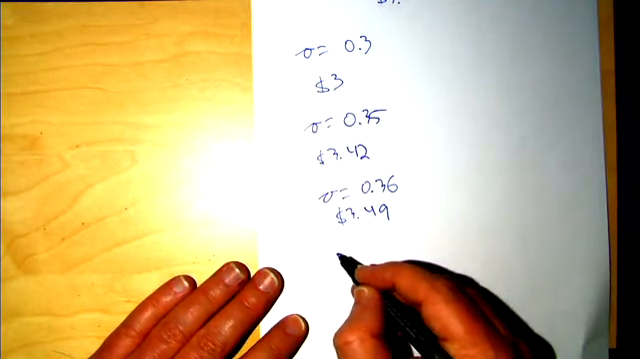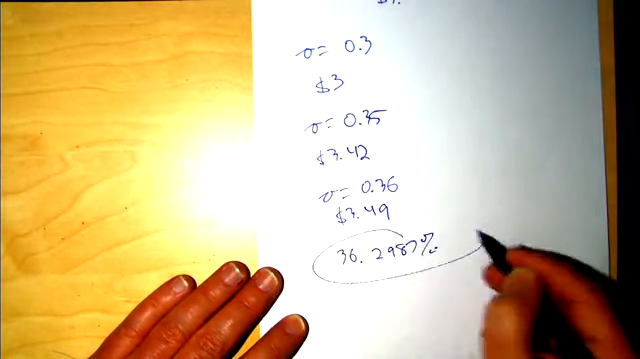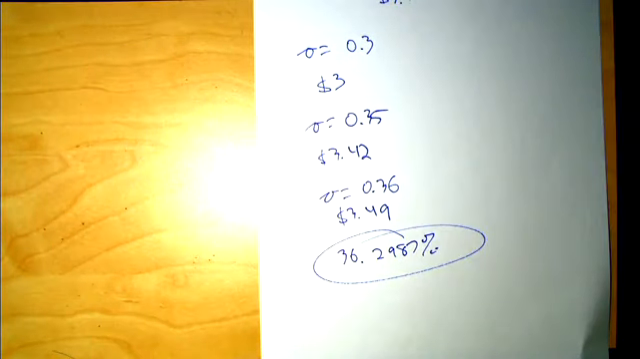Close enough, and it's already taken you 20 minutes to do this. The actual number is 36.2987%. If you plug that in, you will get $3.50. That would take you a couple of months, so you don't do that. If you have Excel, you can solve it in a few seconds. In an exam, I'm not going to ask you to do this, but this is what you do.